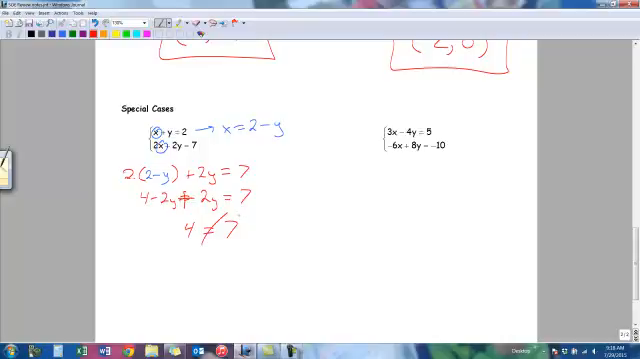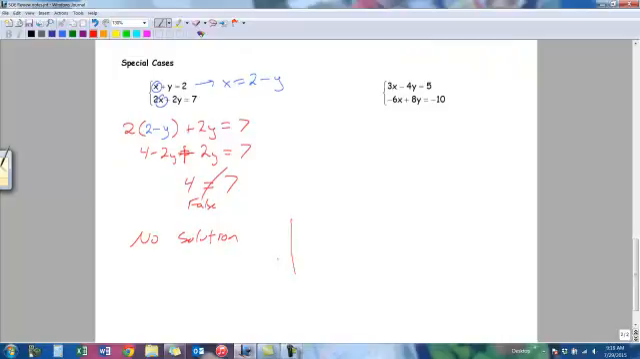Now negative 2y plus 2y cancel, and we're left with 4 is equal to 7, which is false. That is not true. Now here's what happens. If the variables eliminate and you're left with a false statement, then that means there is no solution. And now what did no solution mean graphically? If we were to get y by itself in each of these and graph them, you could do that on a coordinate plane or on your calculator, but you'll find these are two lines that are parallel. There's no solution because they are parallel.